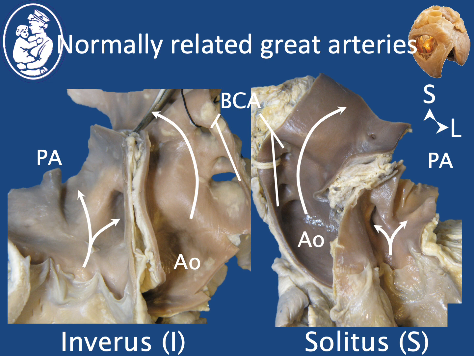Note that in situs inversus, the pulmonary bifurcation is to the right of the ascending aorta, whereas in situs solitus, the pulmonary bifurcation is to the left of the ascending aorta. Also note that in situs solitus, it is the right pulmonary artery which passes behind the ascending aorta, whereas in situs inversus, it's the left pulmonary artery that passes behind the ascending aorta.